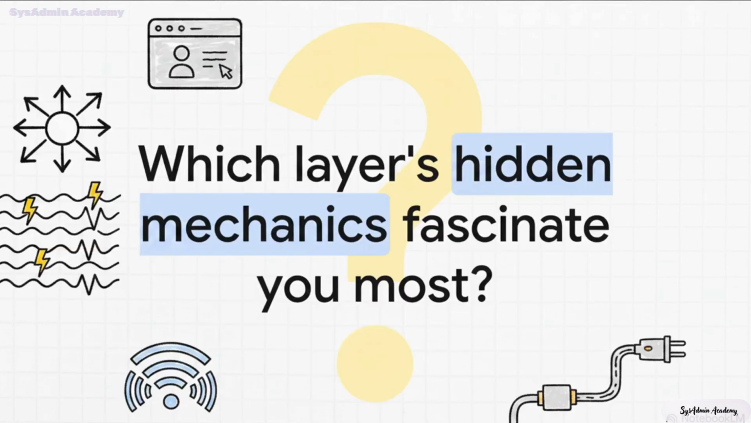I'm going to leave you with this final thought. If developers can completely swap out a layer's hidden implementation without breaking the entire network, which layer's underlying mechanics actually fascinate you the most? Is it the raw physical signaling of the hardware, the complex maze-like routing of packets, or maybe the application layer serving the end user? Have a think about that the next time you look at your own IT infrastructure.